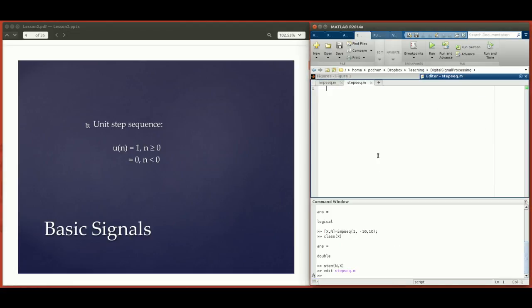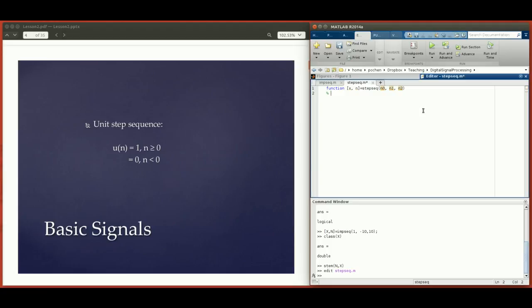So now again, using the keyword function, and then our output, we're gonna have two outputs: the amplitude of the signal and the horizontal axis of the signal equals to step seq. N0 is going to be the sample location where the amplitude turns from 0 to 1, and then the range N1 and N2.